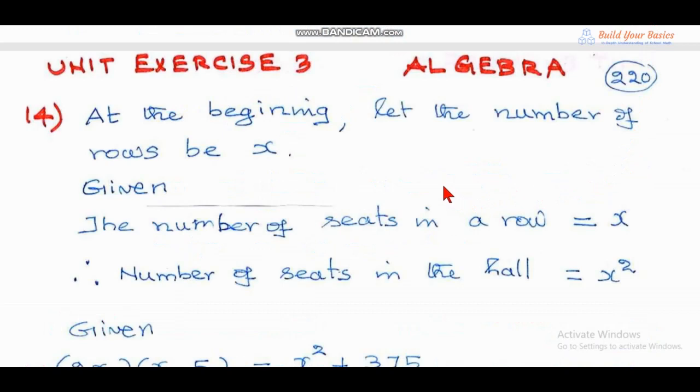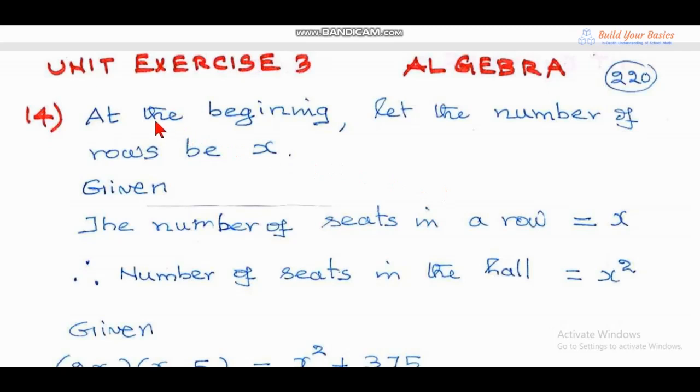Unit exercise 3, question number 14. The number of seats in a row is equal to the total number of rows in a hall. The total number of seats in the hall will increase by 375 if the number of rows is doubled and the number of seats in each row is reduced by 5. Find the number of rows in the hall at the beginning.